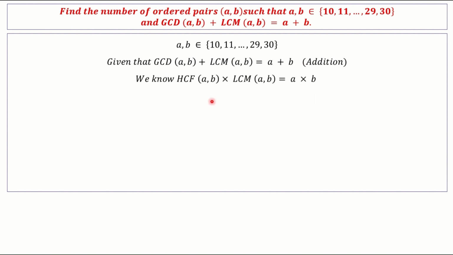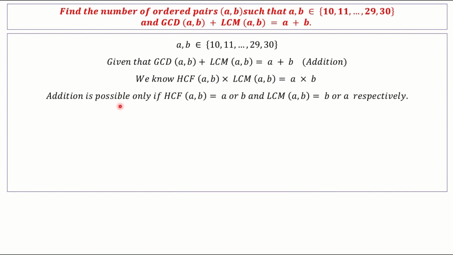We know that HCF or GCD of A, B times LCM of A, B equal to A times B. Right? For any two numbers you take, the product of the numbers equals the product of HCF and LCM. But they are telling us it is addition here, right? So addition is possible only if the HCF of those two numbers is either A or B and the LCM is the other one. Then addition is possible. Otherwise, addition is not possible. Correct?